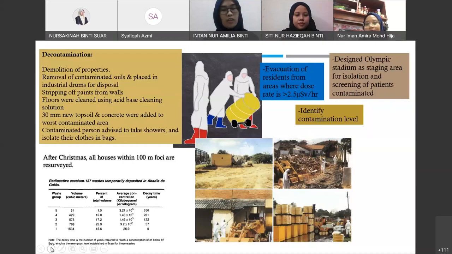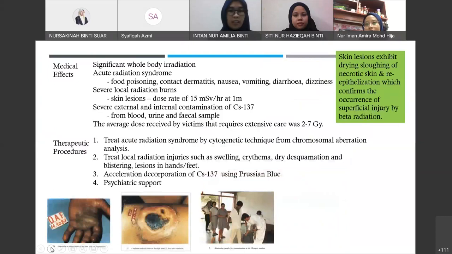After Christmas, the affected areas were resurveyed and any extra decontamination efforts needed were done. In total, 3,500 square meters of waste was generated. And that is a lot, yeah. Okay, moving on to the medical effects of the radiation damage.